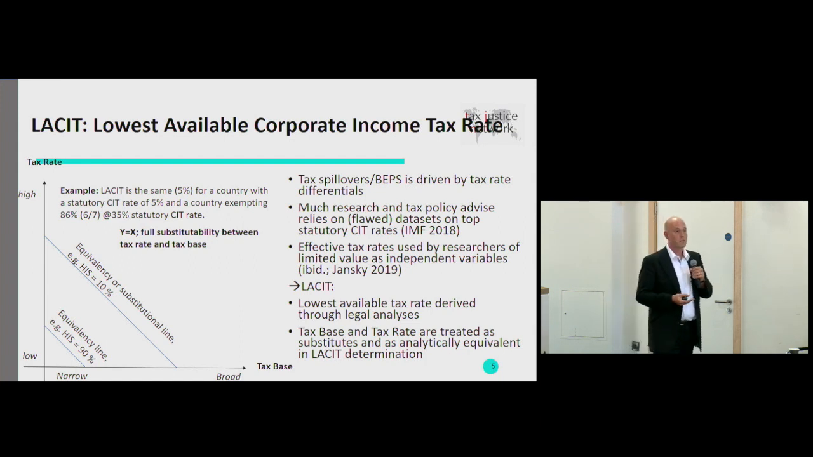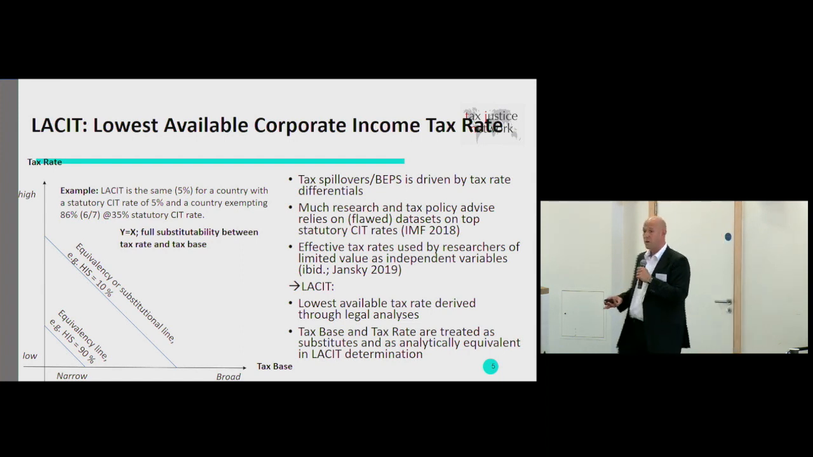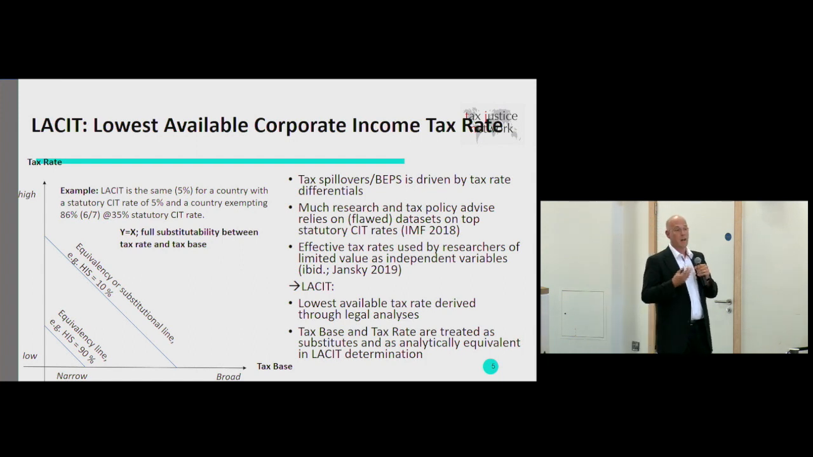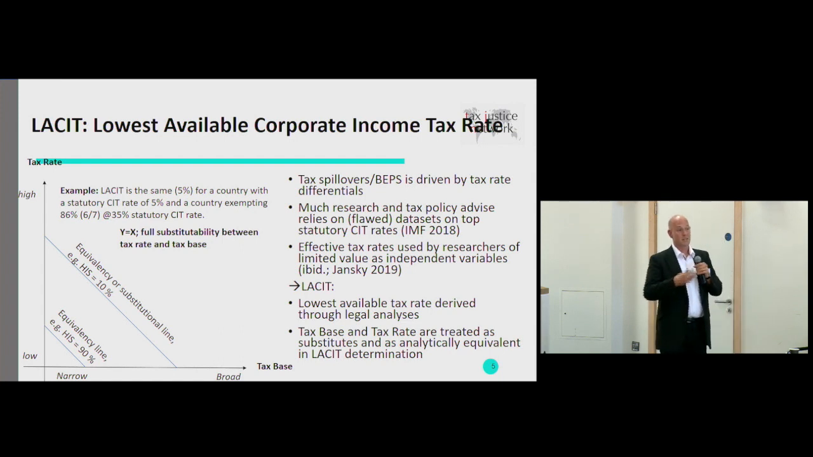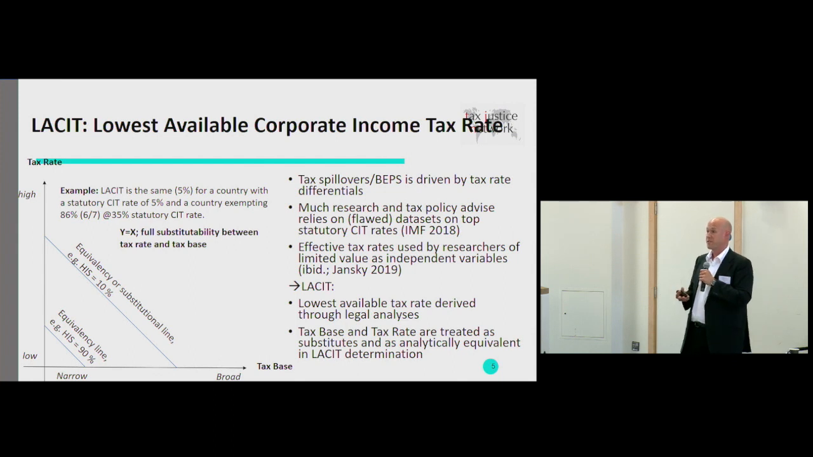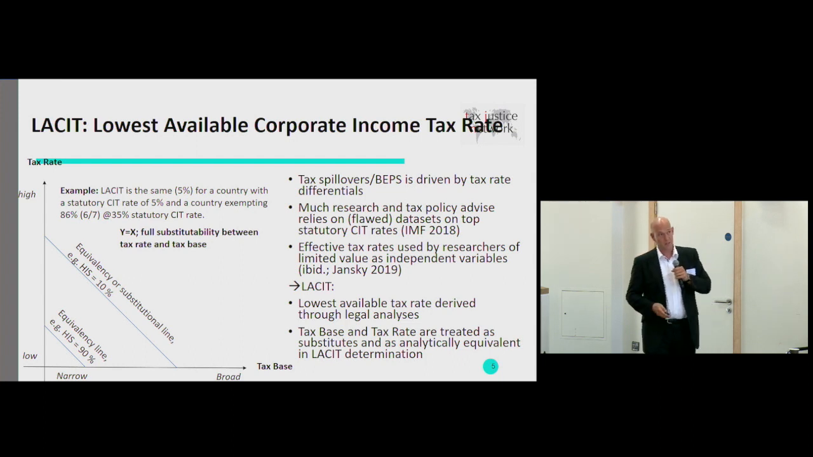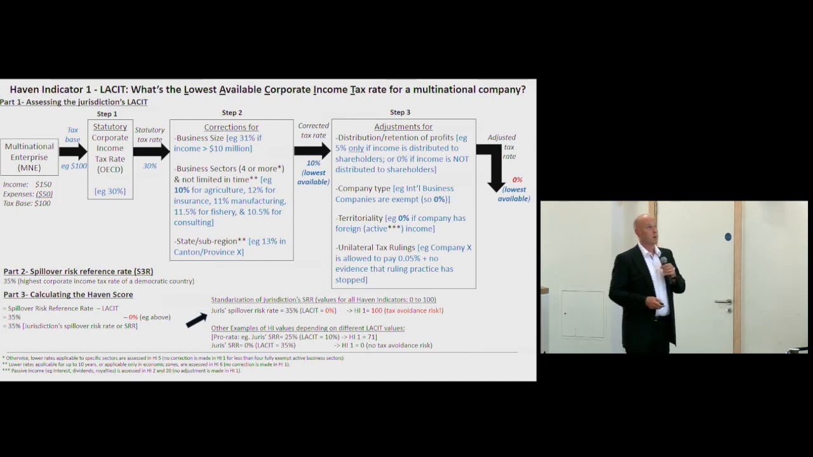Take the example of Malta. Malta is often reported as a 35% CIT rate country, but it has enshrined in law automatic reimbursement of the corporate income tax paid if it's paid out to shareholders. So you get back the tax that you already paid. Six-sevenths is reimbursed. So for the LACIT, we actually use a 5% rate instead of the 35% rate. And this is where we have 11 adjustments for that lowest corporate income tax rate that we are proposing.